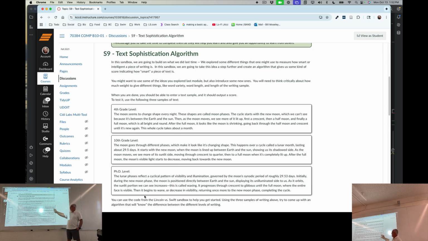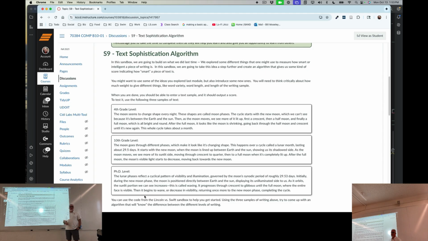But let's say the 4th grade level should score lower than the 10th grade level, which should score lower than the PhD level. So you're coming up with an algorithm that will score the text based on how advanced it is. So you need to think about what things make something advanced versus not advanced. I'll give you an example, like a starter.